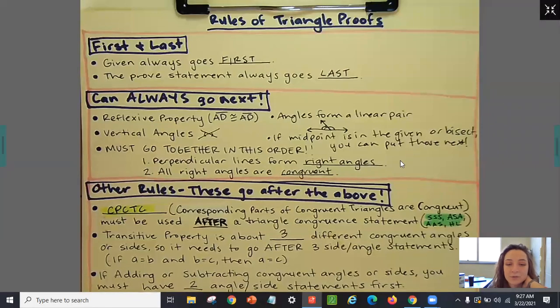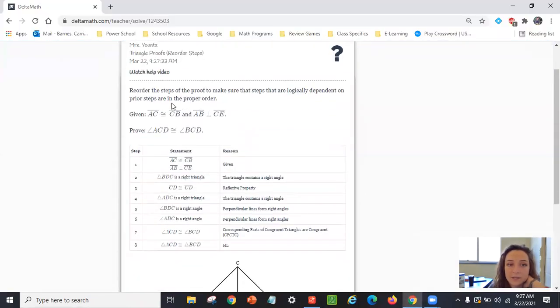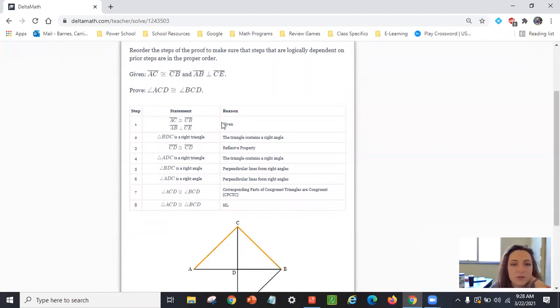Hello everyone, in this video we're just going to be working out a bunch of different triangle congruence problems. So let's start out with the first one, and we're just going to keep in mind that given always goes first, prove always goes last. Okay, so given, here's our given AC and CB, and then perpendicular here. So the given is always going to be first, and it will just stay there. So let's put our prove statement last.